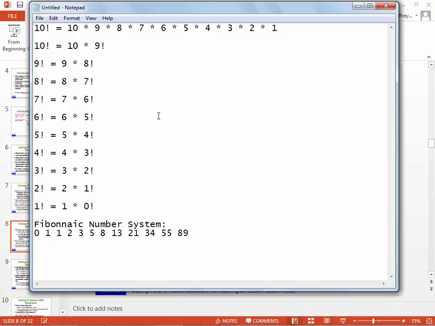We'll leave it right there. So 0 plus 1 equals 1. 1 plus 1 equals 2. 1 plus 2 equals 3. 2 plus 3 equals 5. 3 plus 5 equals 8. And you get the idea. Those are probably the two most oftentimes described problems when people talk about using recursion.